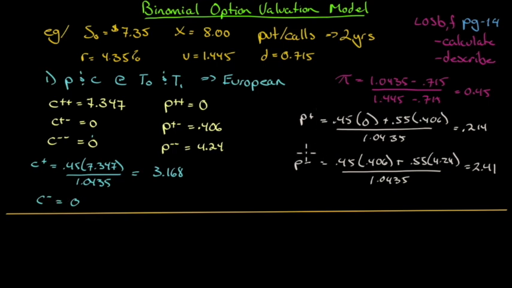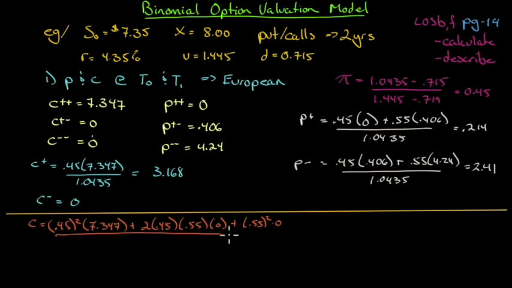Now from that, we can take C plus and C minus, P plus and P minus, and calculate C and P, or we can just use the formula that allows us to go directly, right? C equals our probability, 0.45. We know that that was squared, times 7.347, plus 2 times the probability of up, the probability of down, times the next call price, plus the probability of down, squared, times another 0. I didn't have to write it all out, but I want you to see that.